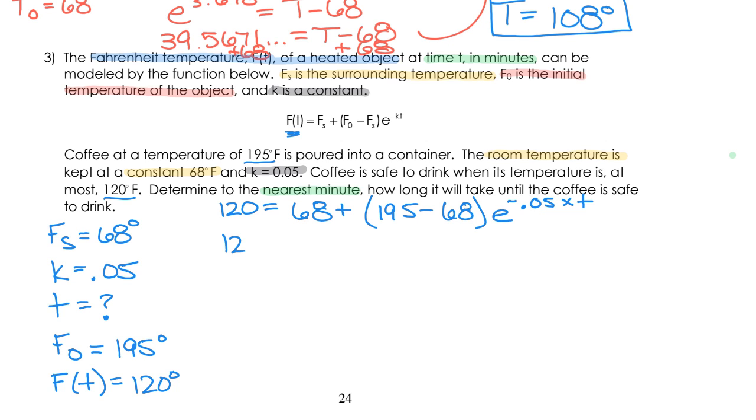We cannot do anything with the left-hand side with the 120 equals, so we'll keep it. We're going to keep the 68, and we're going to keep the plus sign. But I can go ahead and figure out 195 minus 68 in parentheses according to PEMDAS. That should be done first, right? Comes out to be 127. And then e, and negative 0.05 times t is just negative 0.05t.